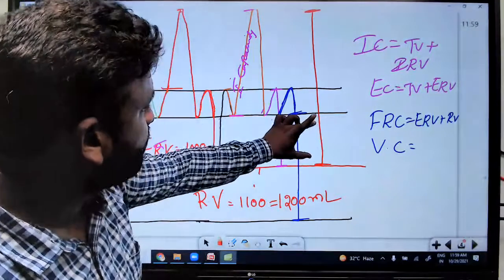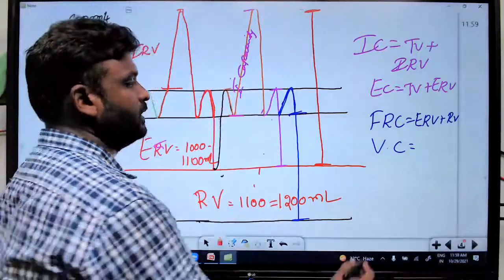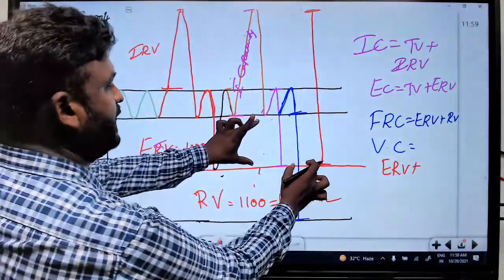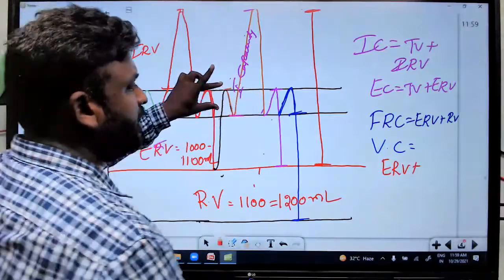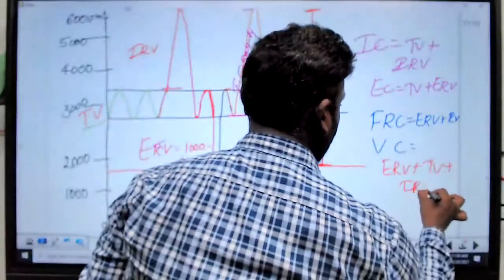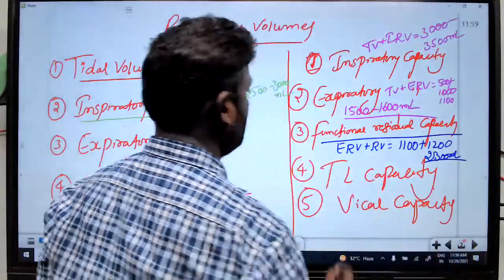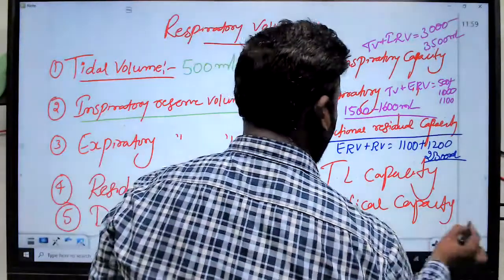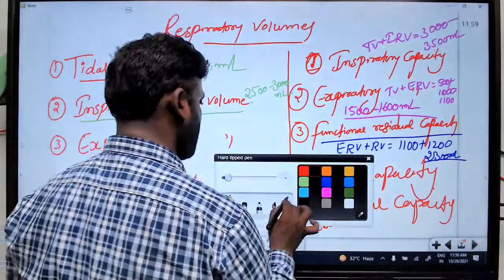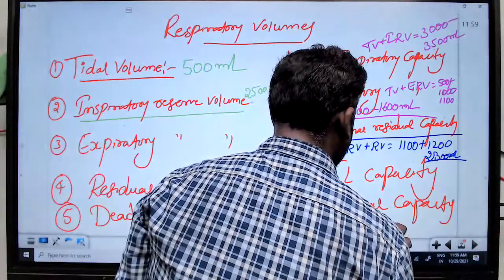What are the parts? VC equals ERV plus TV plus IRV. The first one is ERV, because it started from here, the ERV box. The next one is TV, plus this one up to here, IRV. So the vital capacity equals ERV plus TV plus IRV.